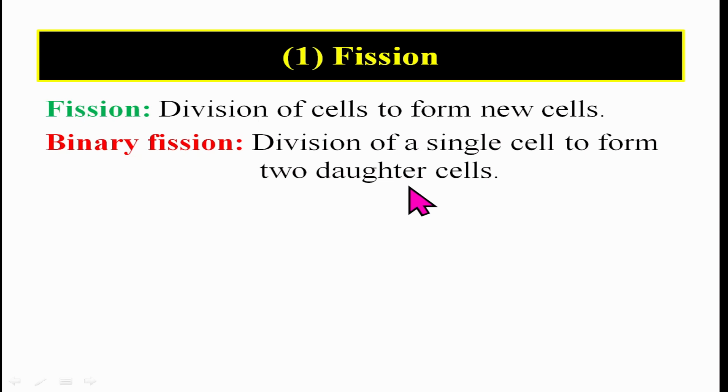I think you have heard about amoeba. That is a unicellular organism. That type of organism is a single-celled organism, and it divides into two daughter cells. So by binary fission, the asexual reproduction takes place in case of amoeba.